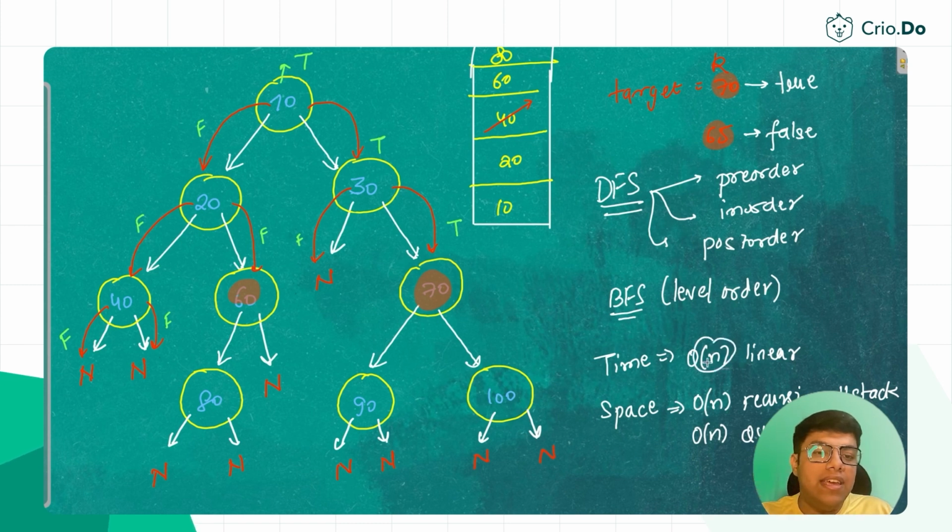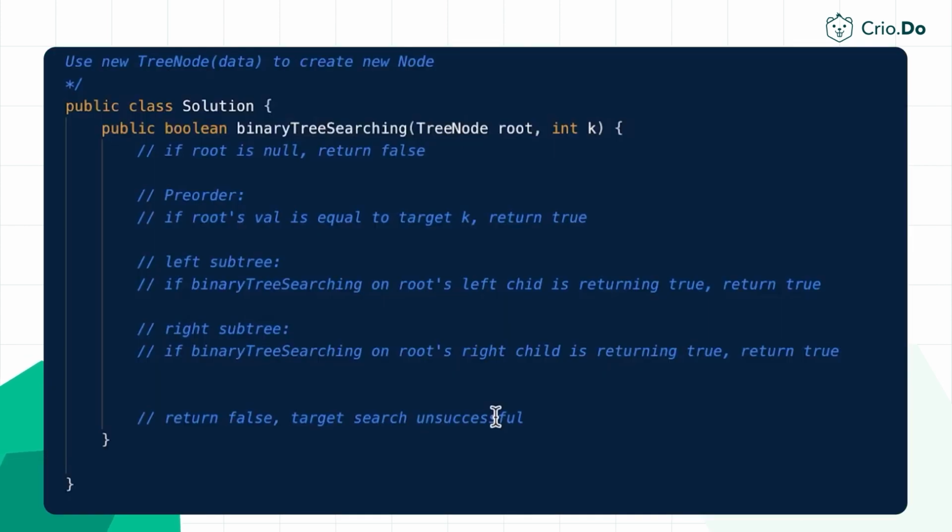So it will take linear time and linear space in the worst case. That's about the time and space complexity. We will be doing the code of binary tree searching, that is, we will be inline expanding the instruction manual which we have.